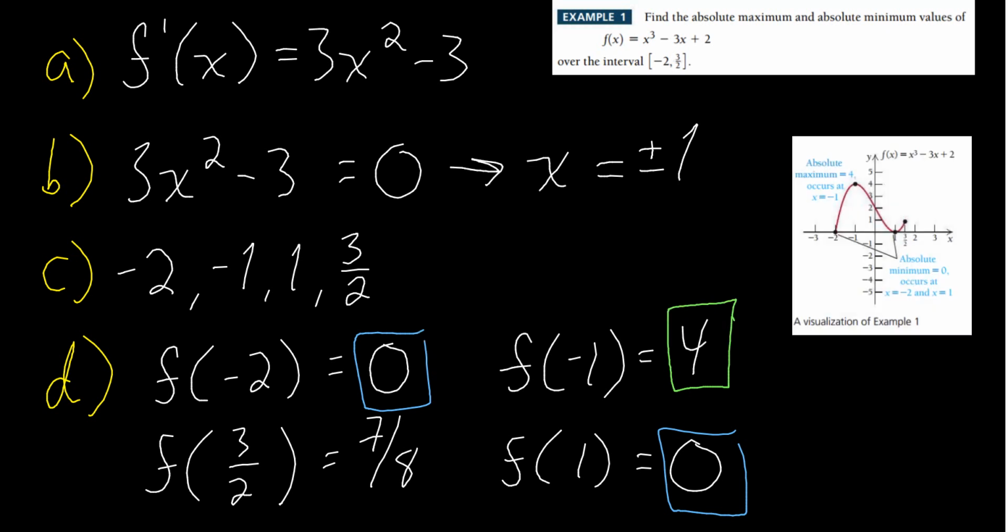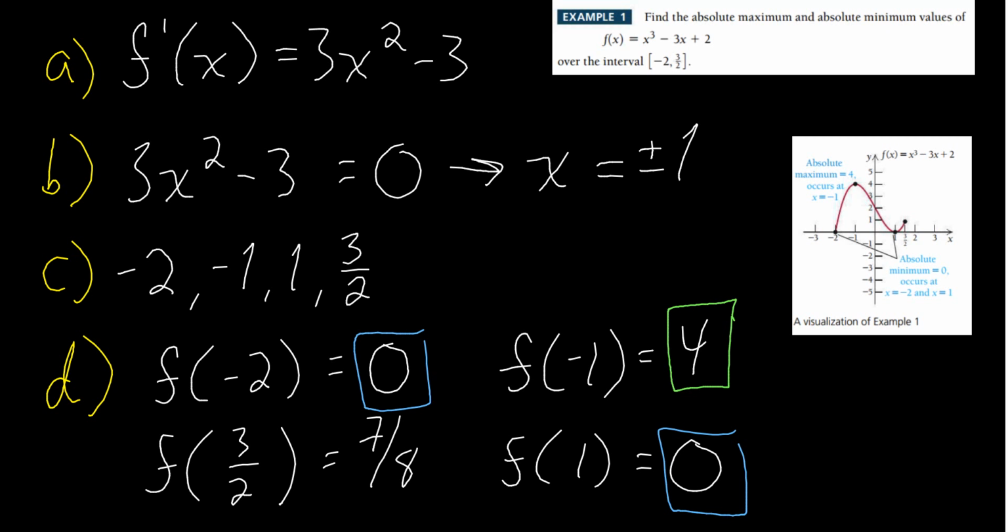And there we have it. We see here at -1, 4, we do indeed have the maximum, which is what we saw here. And at -2, 0, we have a minimum. And at 1, 0, we also have an absolute minimum. So our absolute maximums and absolute minimums.